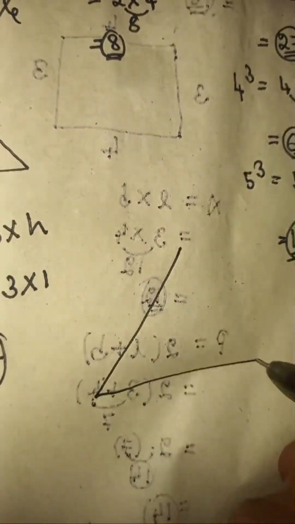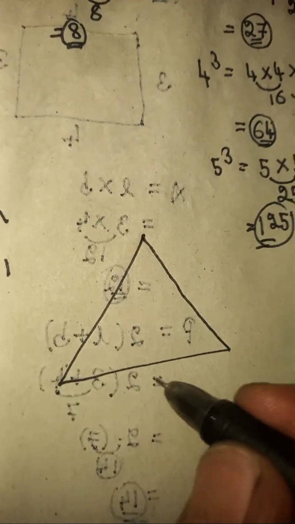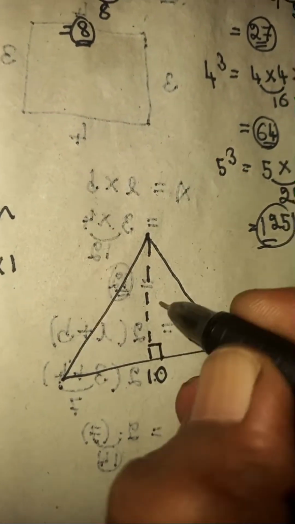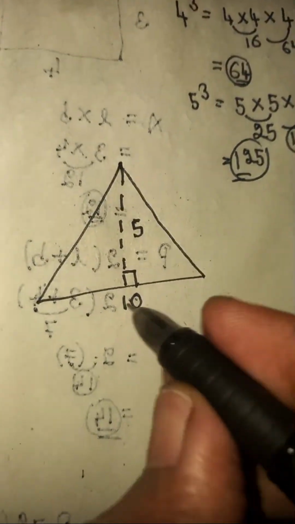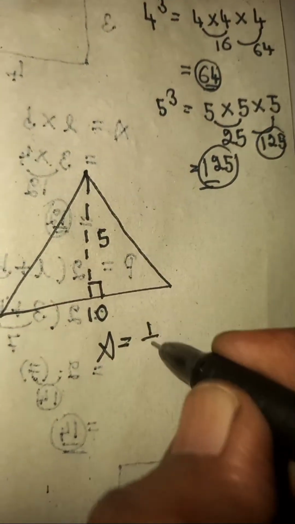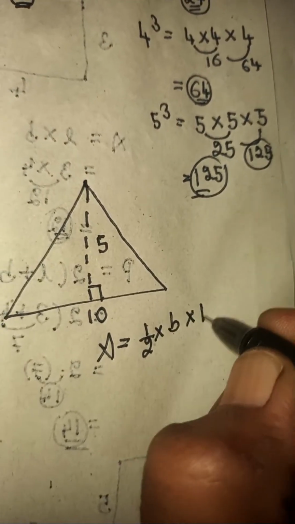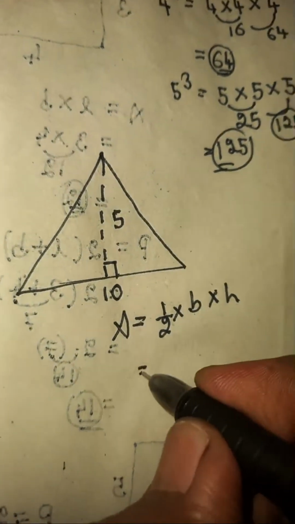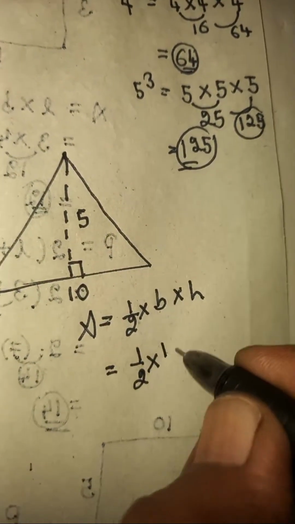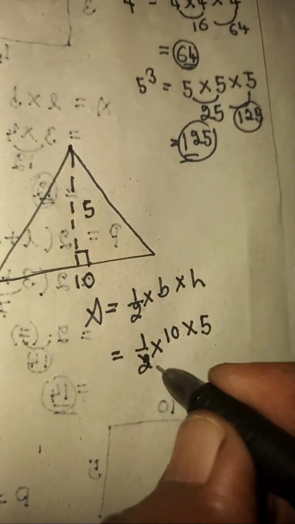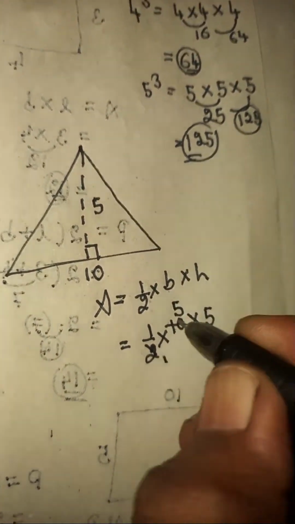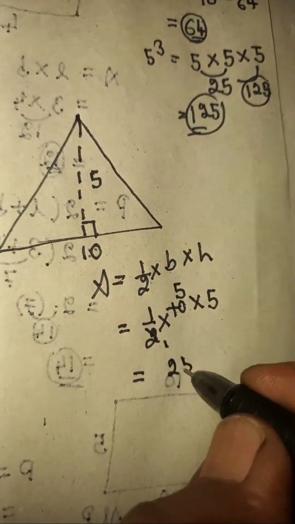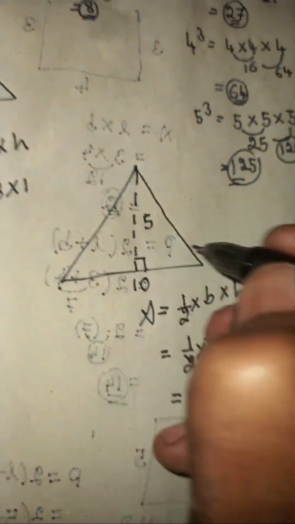Let's take one more triangle. Here they have given the base length as 10 units and the perpendicular height as 5 units. Here you're going to get area as half times base times perpendicular height. This is the base and this is the perpendicular height, 5. So it is half times 10 times 5. Here 2 times 1, 2 times 5. Denominator and numerator you can divide. 5 times 5 means it is 25 square units, this area.